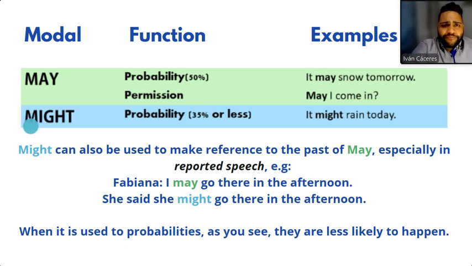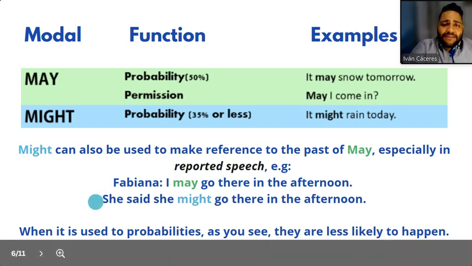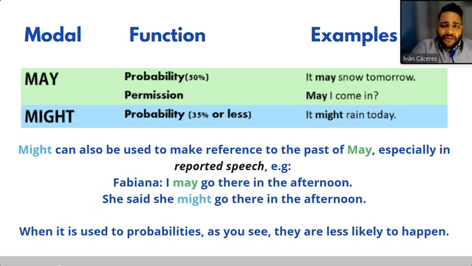Then we have a few things to talk about, and it says might can also be used to make reference to the past of may, especially in reported speech. Remember that we already talked about reported speech. So here you have an example. Let's suppose that Fabiana is saying, I may go there in the afternoon. Maybe. It's probable that I will go there in the afternoon. Then in the reported speech, you would say, she said that she might go there in the afternoon.